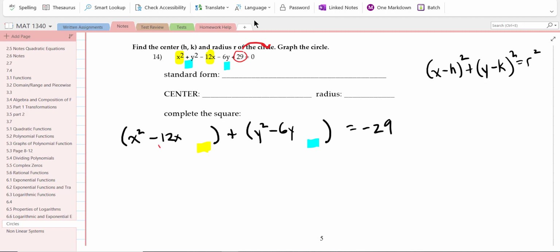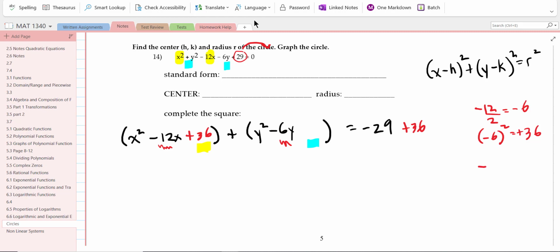Now this will be something we learned before. What you do, and you can learn to do this in your head, is take half of that 12 and you get -6. Then square -6, so you get positive 36. When we complete the square, you take half of the number in front of x, then square it. So put a plus 36 there. And now to keep from changing the problem, you have to add 36 to the other side. If you forget to add 36 to the other side, you've changed the problem.